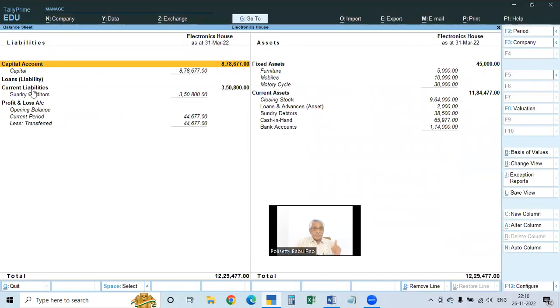On the left side, there are liabilities, and on the right side, assets are displayed. That is why the balance sheet is called only a statement. The name itself indicates it: balance sheet, showing the balance of the assets and liabilities. It is a sheet, not an account. There is no debit or credit for this. It is only a sheet, or a statement of assets and liabilities.